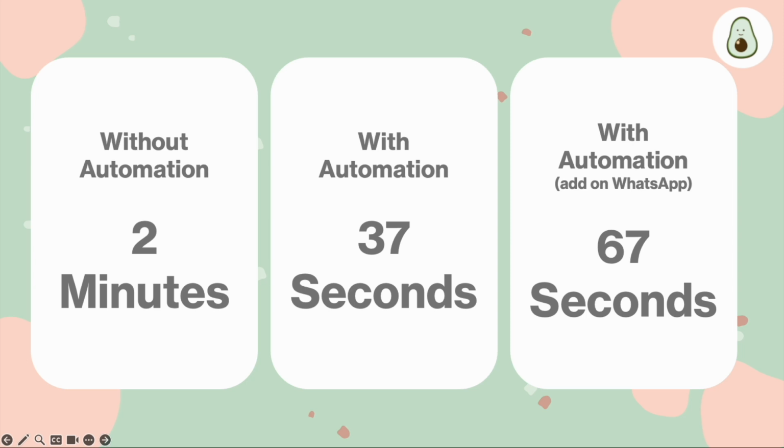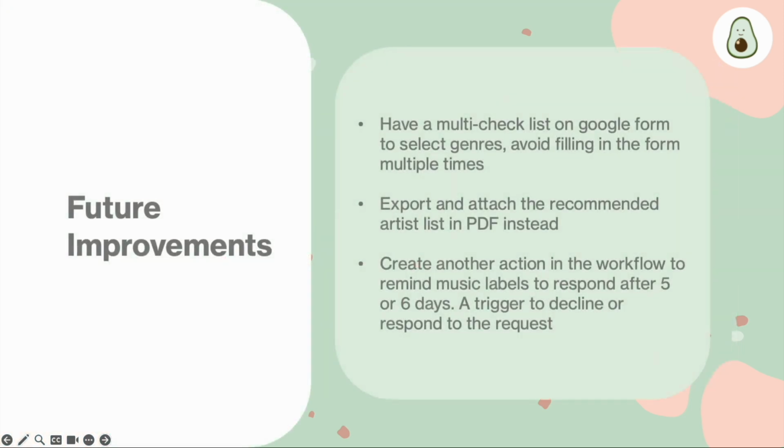If I were to create this use case again and add on some improvements, number one is to have a multi-checklist on the Google form to select a couple of genres, because maybe the event agencies are looking for different kinds of artists, and they don't have to fill in the form again and again. Number 2 is to export and attach the recommended artist list in PDF instead, because not everybody has access to Google. Number 3 is to create another action in the workflow, and that is to remind the music labels to respond. So this will act as a trigger for them to decide whether to decline or respond to the request.